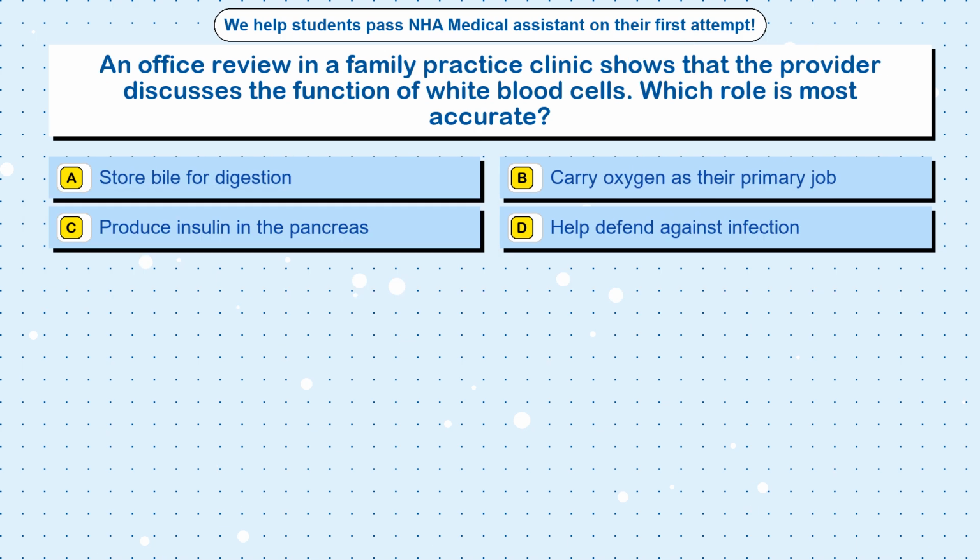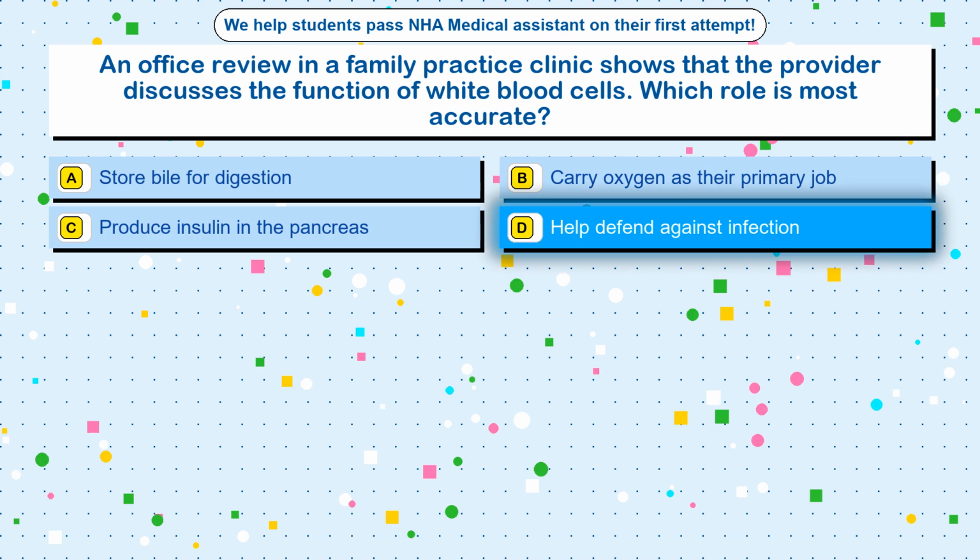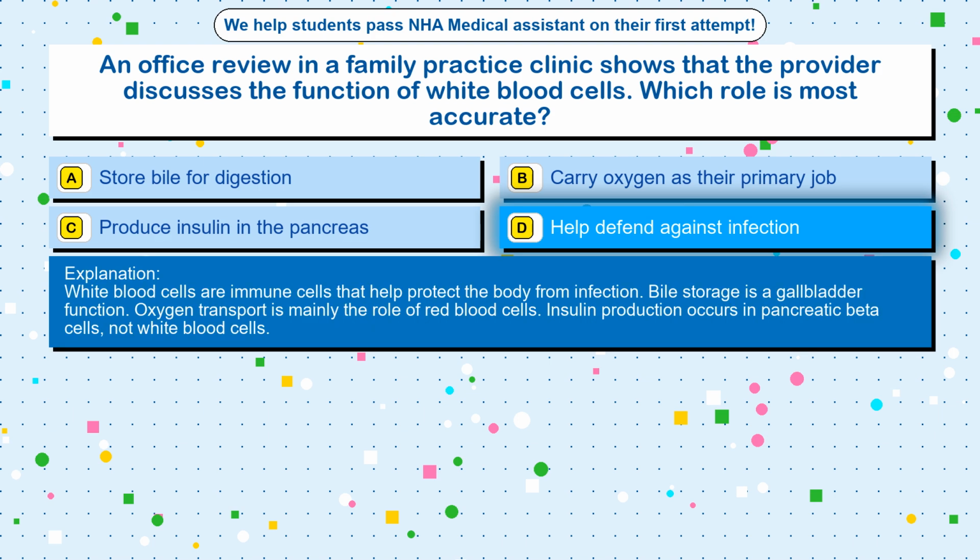Question 85. An office review in a family practice clinic shows that the provider discusses the function of white blood cells. Which role is most accurate? Option A. Store bile for digestion. Option B. Carry oxygen as their primary job. Option C. Produce insulin in the pancreas. Option D. Help defend against infection. The correct answer is option D. Help defend against infection. White blood cells are immune cells that help protect the body from infection.